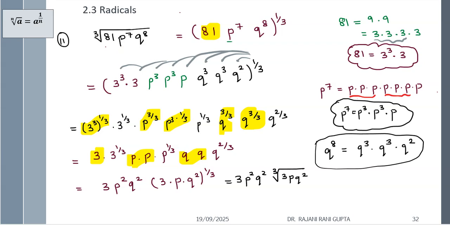If you feel that this is more work, you can work it in an easier way. Like p power 7 over 3, you can write it as p power 6 into p, its whole 1 over 3. So it will give you directly p square and cube root of p. Same for q power 8 over 3. You can write it as q power 6 times q power 2, and whole 1 over 3. Okay, whichever you feel is easier.